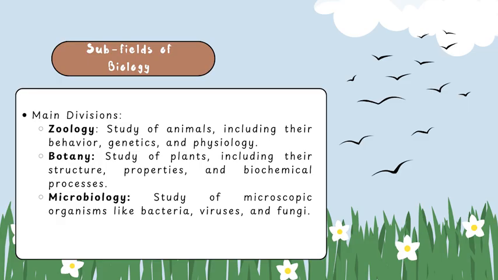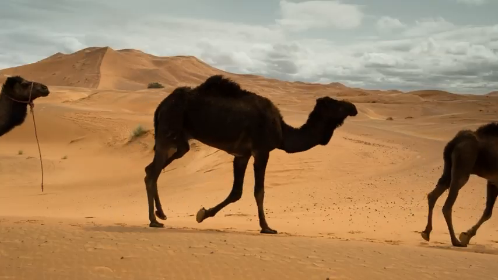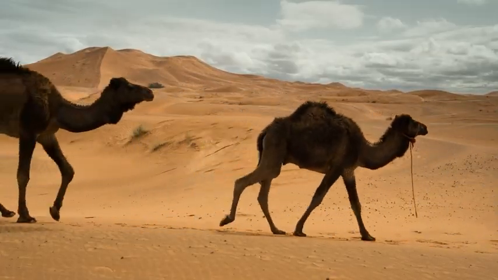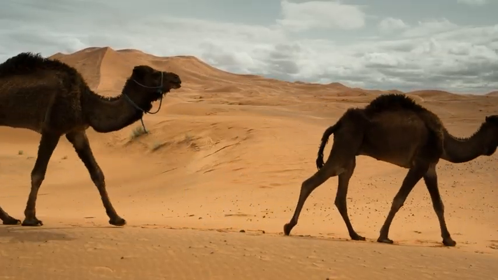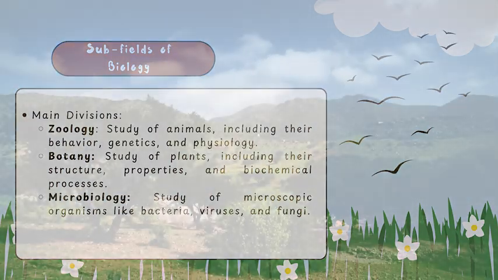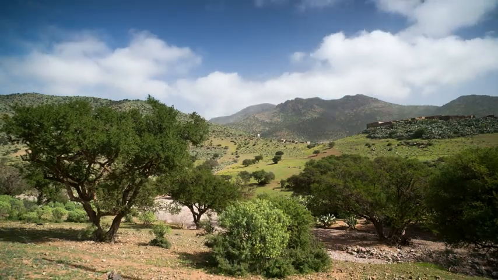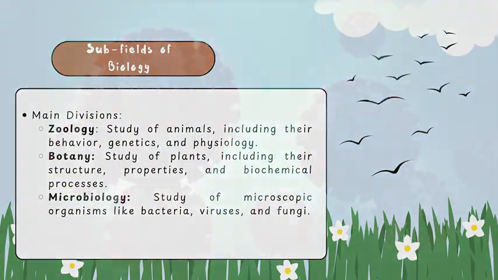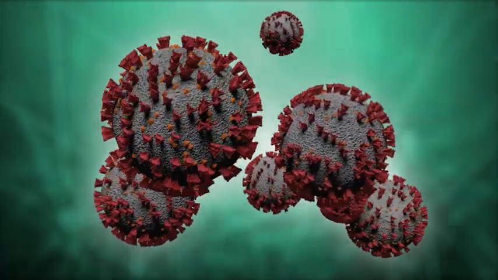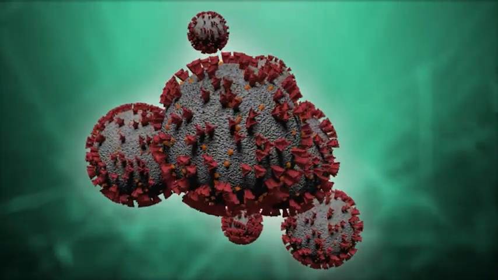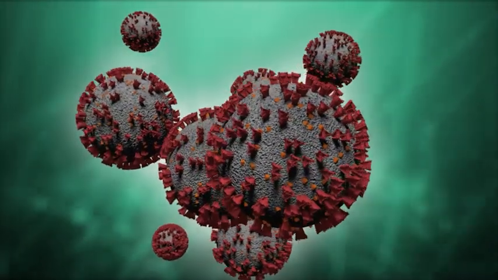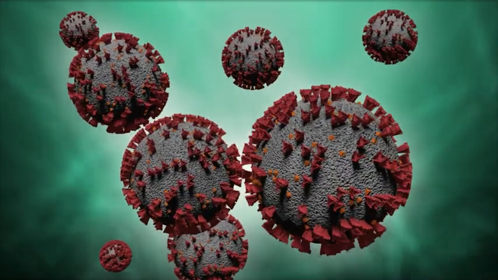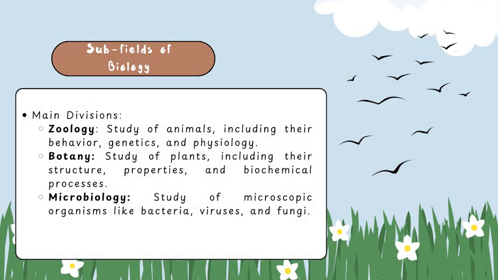Biology can be divided into several main branches. First, we have zoology, the study of animals, from their physical structures to their behaviors and evolution. Second, botany, the study of plants, their growth, reproduction, and role in ecosystems. And third, microbiology, the study of microscopic organisms like bacteria, viruses, and fungi. Each of these fields explores different forms of life and plays a key role in scientific understanding.